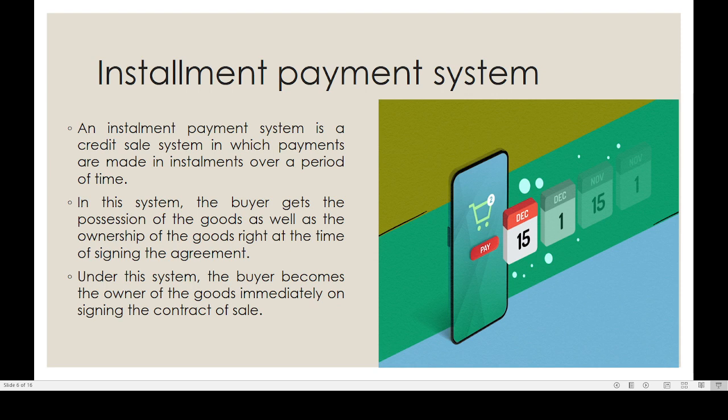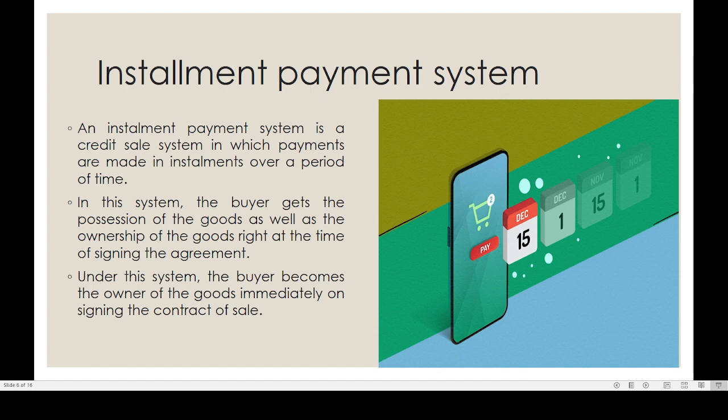Next, we will see the installment payment system. You may get a doubt. For example, ma'am, I purchase a phone in installments, like I am paying EMI. Is it considered a hire purchase, right? You may get the doubt, but no. That is called an installment payment system.